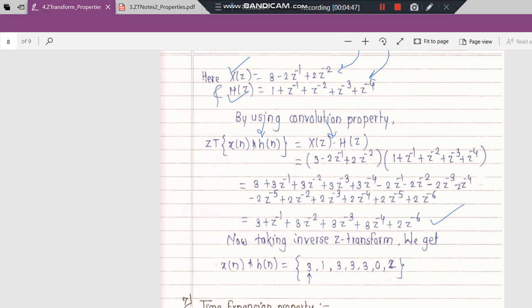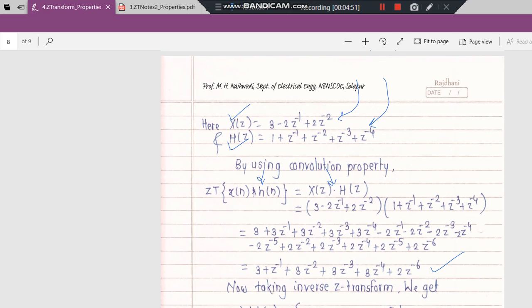Now this equation is in the Z domain. I have to get the time domain sequence, which is the convolution in the time domain. So how to get the time domain sequence from this Z domain? Simply you have to take the coefficients. So this is 3, this coefficient is 1, then this is again 3, this is 3.